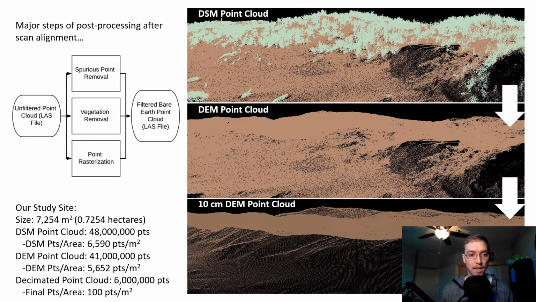If we look to the bottom left there, for this study site, the full size of the site is roughly 7,254 square meters. The digital surface model point cloud was roughly about 48 million points for what I was looking at here. The digital elevation model point cloud was roughly 41 million points. And my decimated point cloud was only about 6 million points. So you're looking here, we're slowly stepping down and losing points as we're filtering things out.